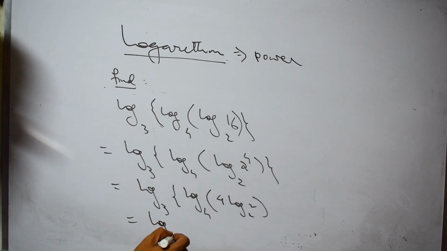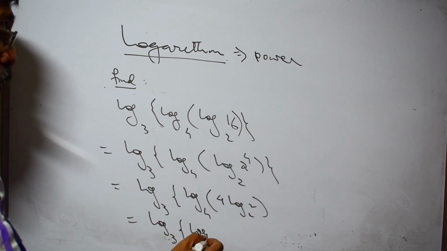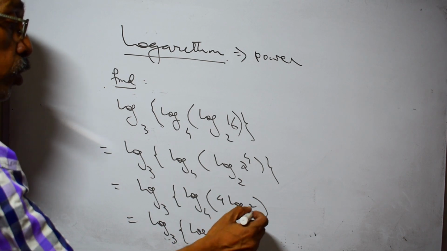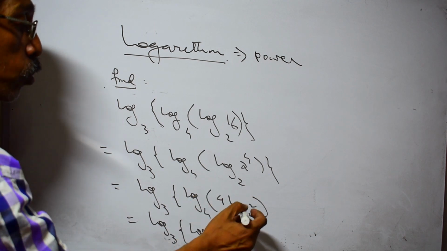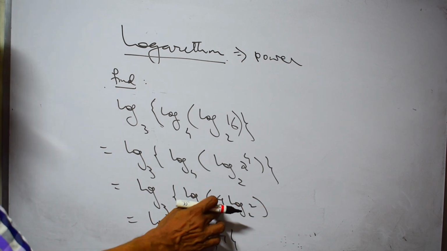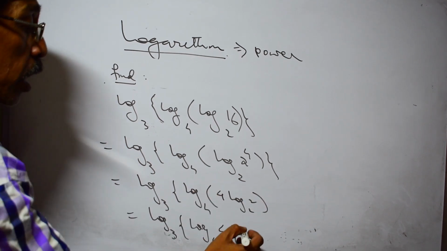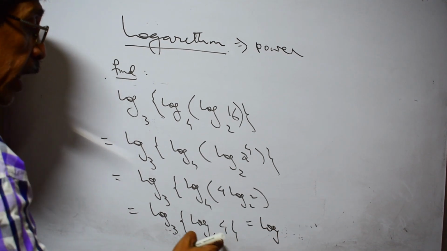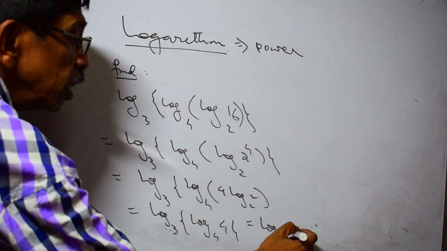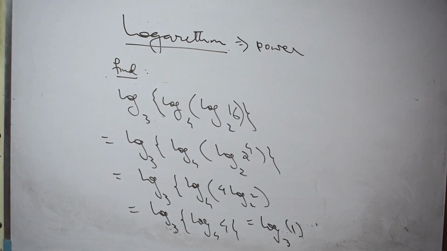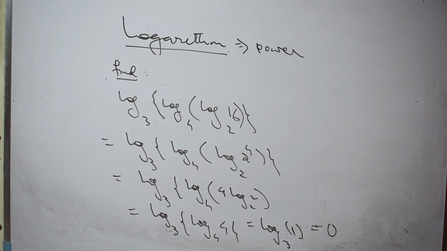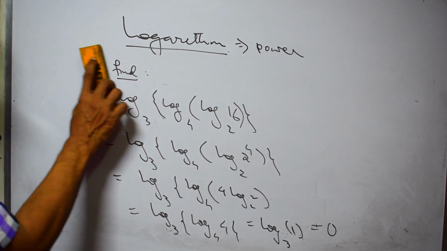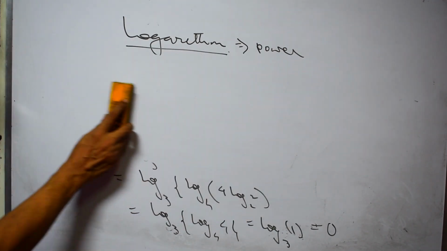Therefore this is 3, and log 4 base 4 will be 1. Log 2 to the base 2 is 1, so we can have log 4 only, 4 into 1, and finally we are getting again 1, so log 1 base 3, and log 1 in any base is 0, so the result will be 0. So this type of problems we can have in order to simplify log and get the result.